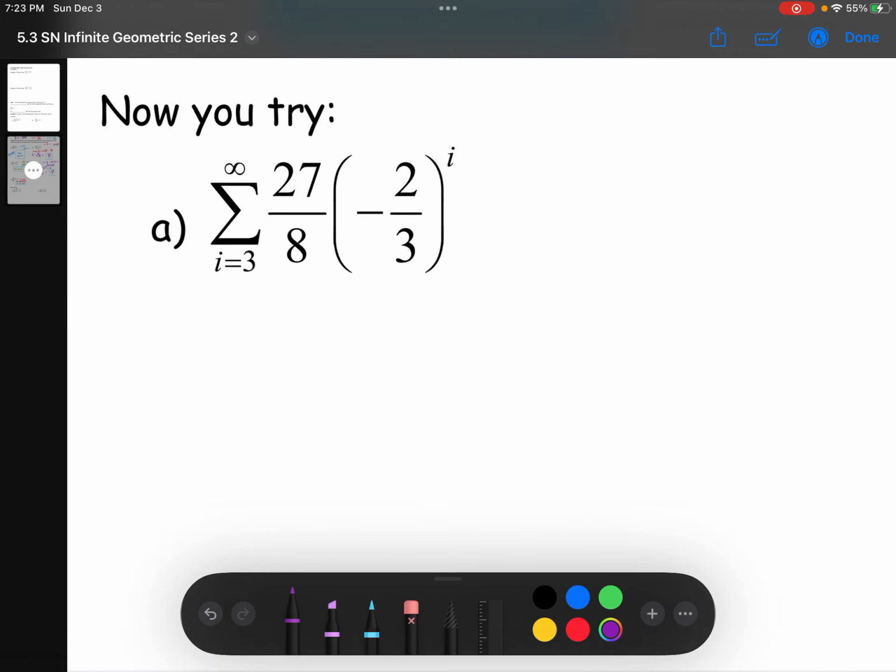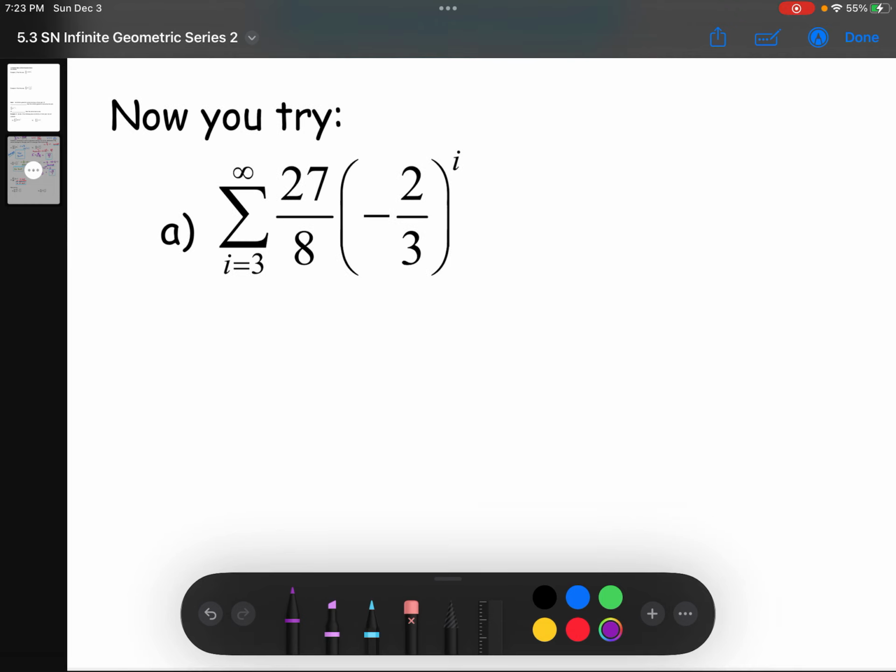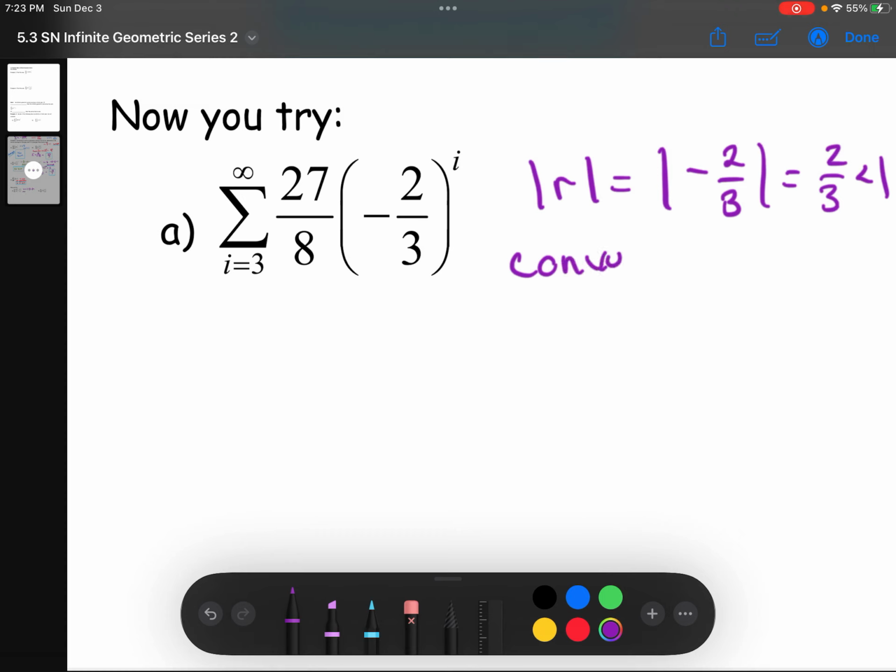So let's look at A. We need to find that R. We've got a lot of fractions in this problem, and it's okay. That R is the number being raised to the power of a variable. It's negative 2/3. That absolute value is 2/3, which is less than 1. So this will converge, meaning it does have a sum.